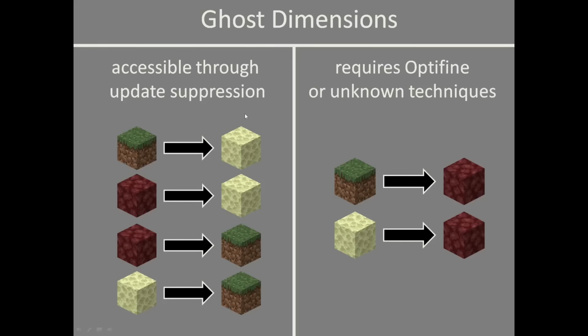So accessible for update suppressions are these four ghost dimensions: the overworld to end, the Nether to end, the Nether to overworld, and the end to overworld. While there are two kinds of ghost dimensions which we currently cannot access. If you want those ghost dimensions, you need either Optifine, or we need some new techniques, maybe with packet loss or something, but we don't know yet how to consistently get them in vanilla survival.